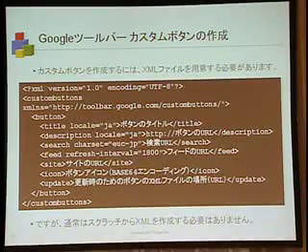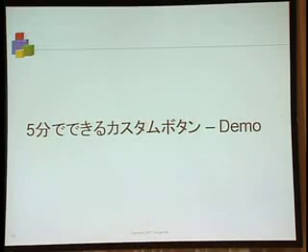Creating a custom button for Google Toolbar is so simple that you'll be able to create one on your own. For instance, if you want to embed an RSS feed, or notify when the button is updated, you need to write XML. And as it says, you don't need to write everything. As a challenge, you can create a custom button in 5 minutes, and I'd like to create one now. It will be a live demo. There may be some inconveniences, and even if I fail, please bear with me.